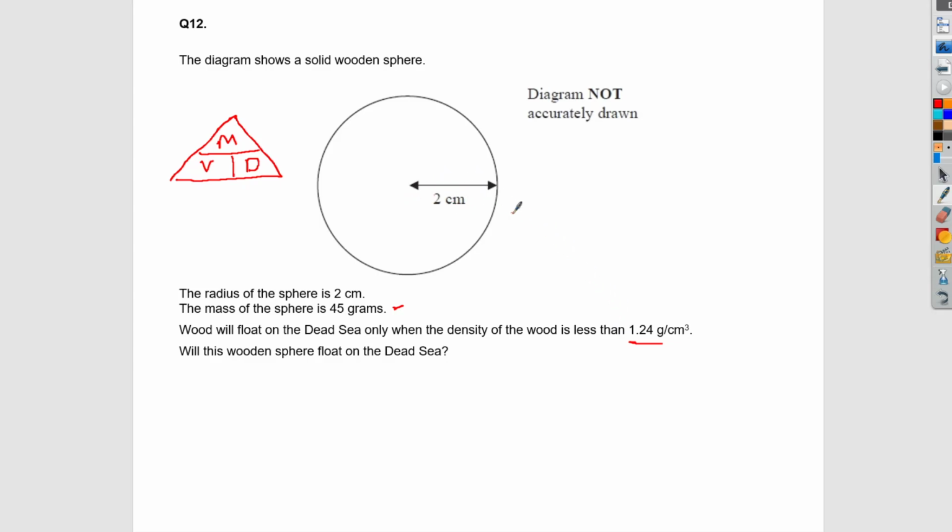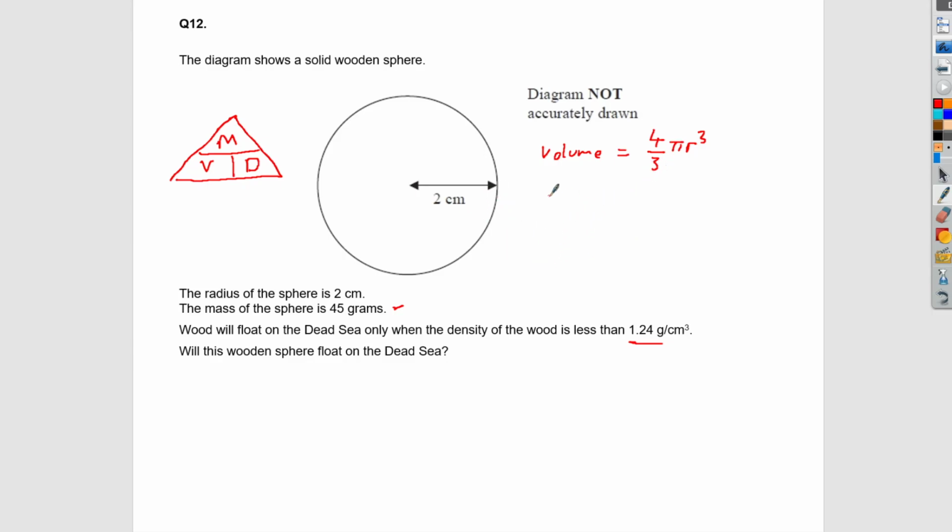First of all, when we're working out the volume of a sphere, the volume of a sphere is equal to 4 thirds pi r cubed. That is the volume of a sphere. You must memorize that formula as it hasn't been given.